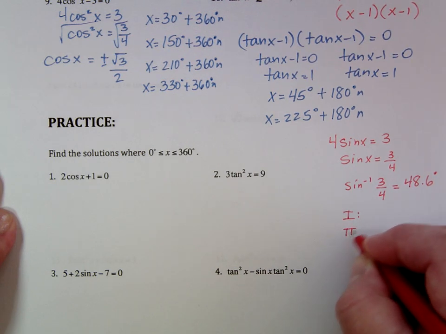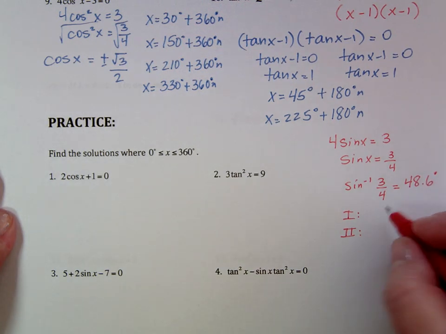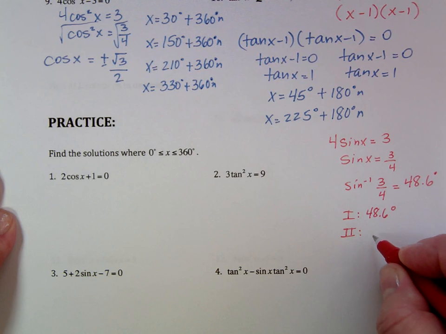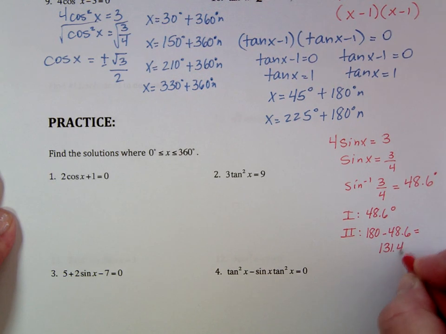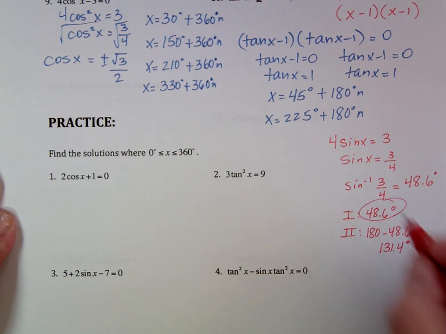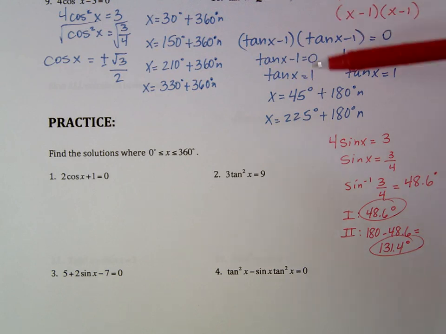Again, I gave you a chart that showed you that. So in the first quadrant, it equals the same as the reference angle. And in the second quadrant, it would equal 180 minus the reference angle. Some of this should kind of be looking familiar to you. And so I would get these two answers. I would get a 48.6 and a 131.4. So my point is that not all the time when you're solving trig equations are you going to get something that's on the chart. There are possibilities where it won't be.